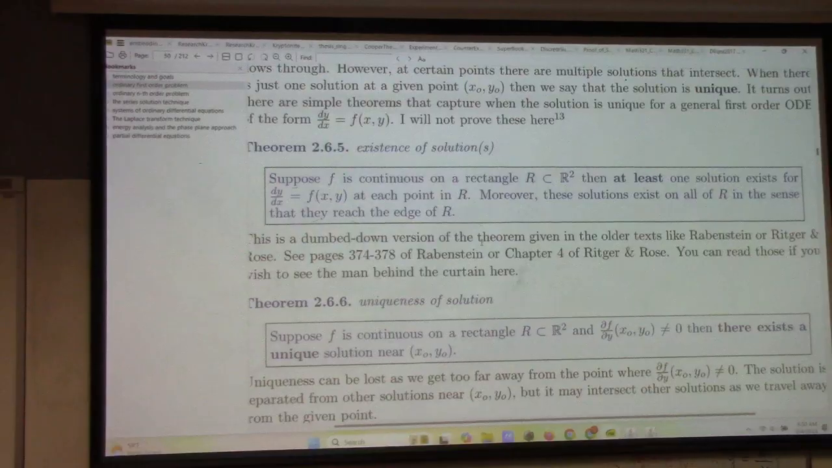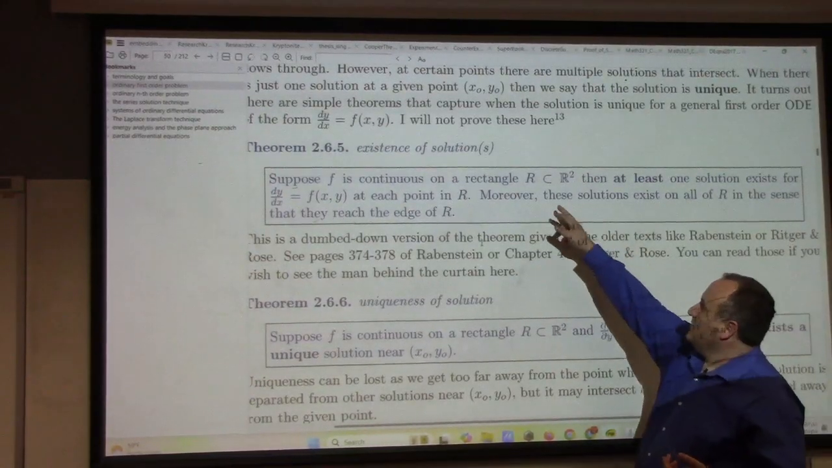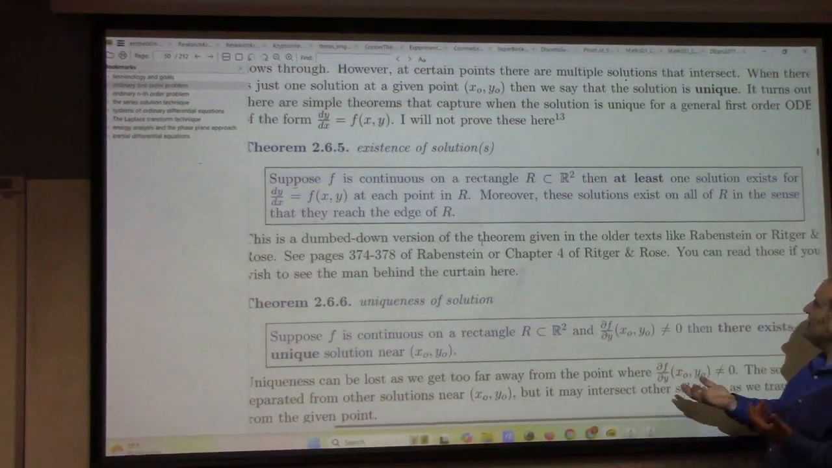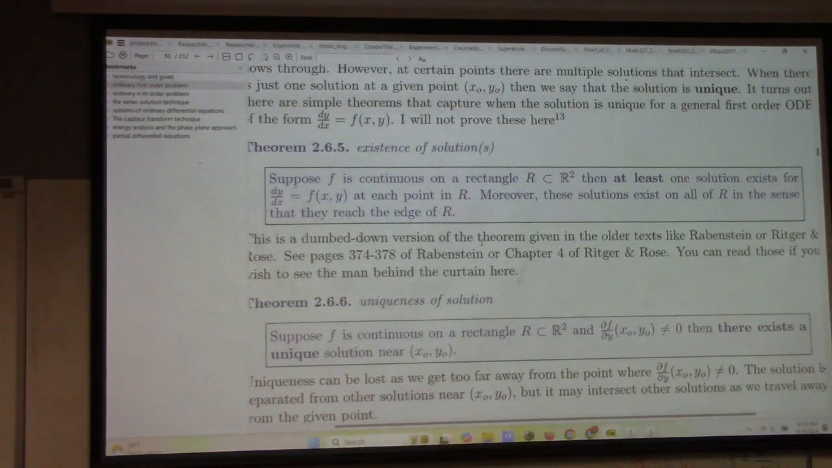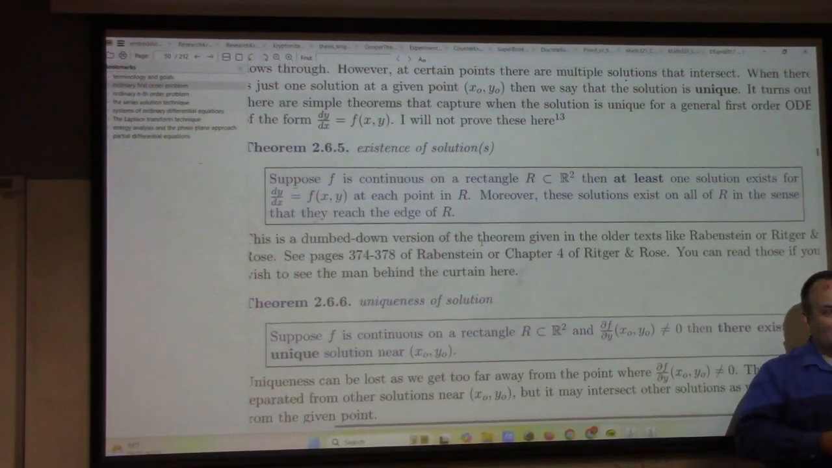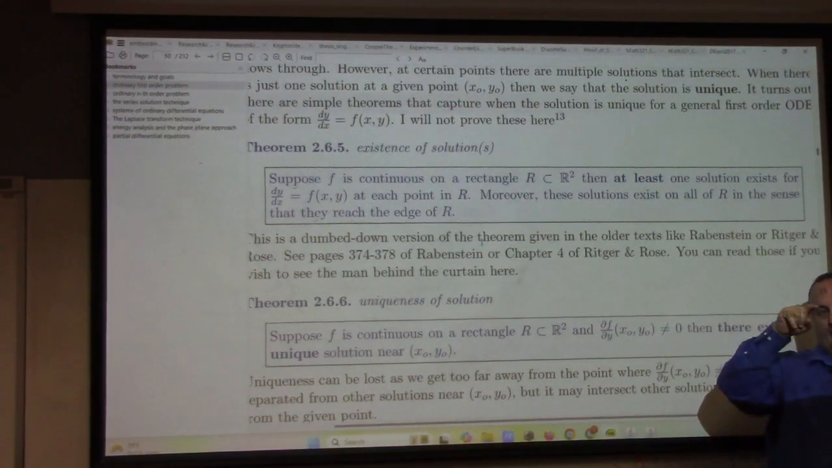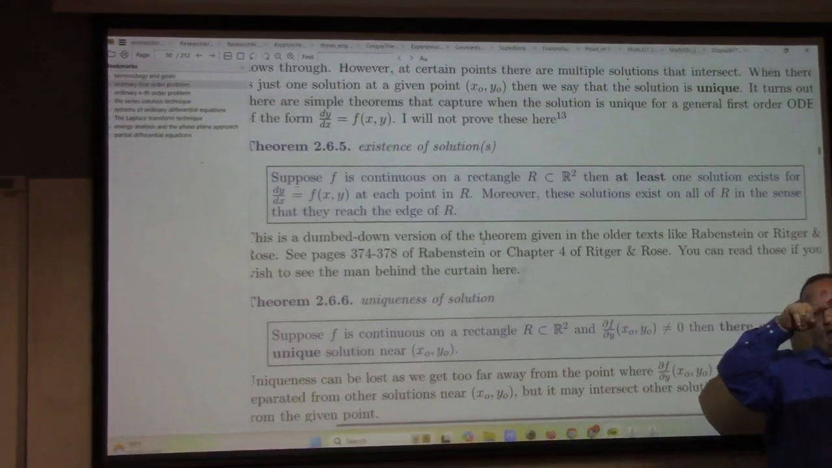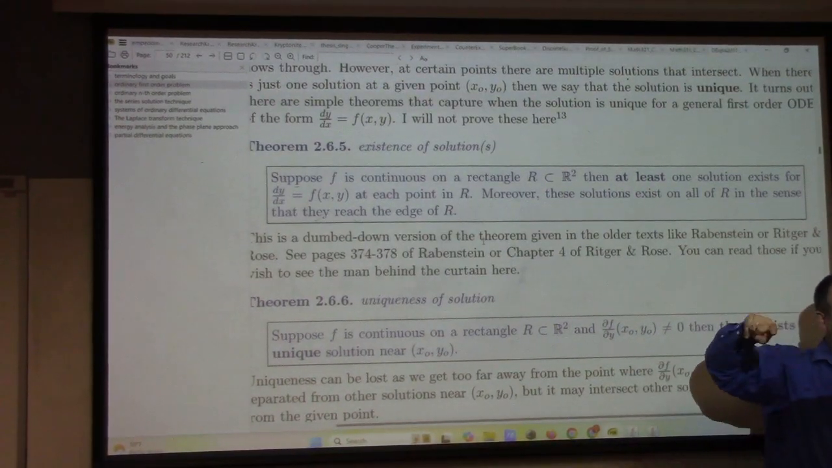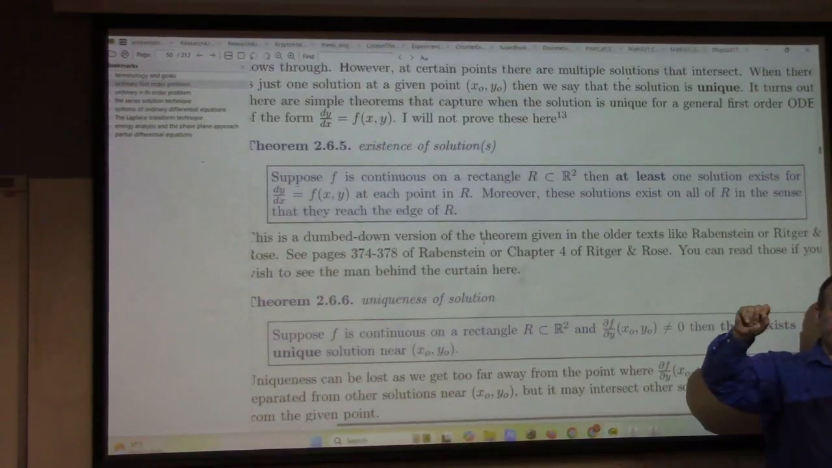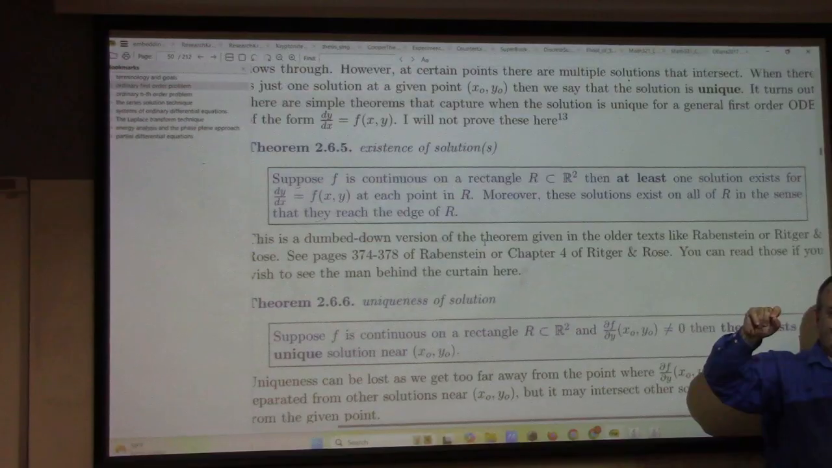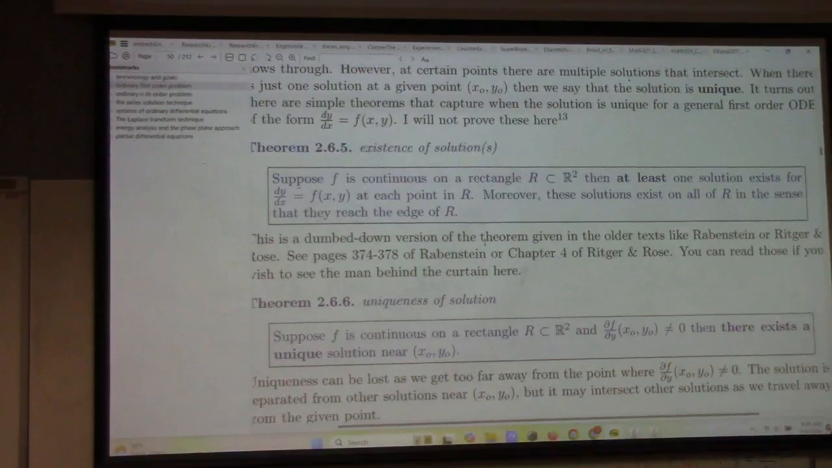All right. So the first one is the existence of solutions, and it says this: if f is continuous on a rectangle R, then at least one solution exists to dy dx equals f of x comma y for each point in R. Moreover, these solutions exist on all of R in the sense that they can each reach the edge of R. So if you've got a rectangle and a function which is continuous on the rectangle, and I find a solution to dy dx equal to that function, it has to exist. There has to be at least one solution through each point in the rectangle, and that solution has to continue on to the edge of the rectangle. That's how it works. This is the existence theorem.